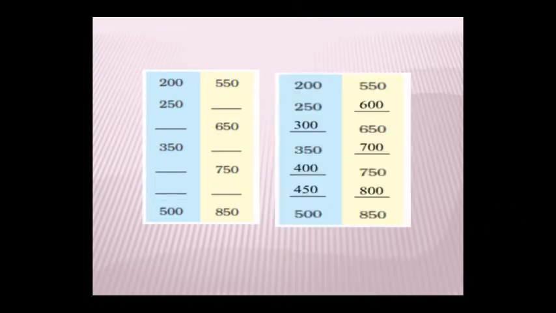Counting in 50s. See, 200. To 200 you are adding 50 each time. 200 add 50 you get 250. 250 add 50 you get 300. 300 add 50 you get 350. 350 add 50 you get 400. 400 add 50 you get 450. 450 add 50 you get 500. 500 add 50 you get 550. 550 add 50 you get 600.